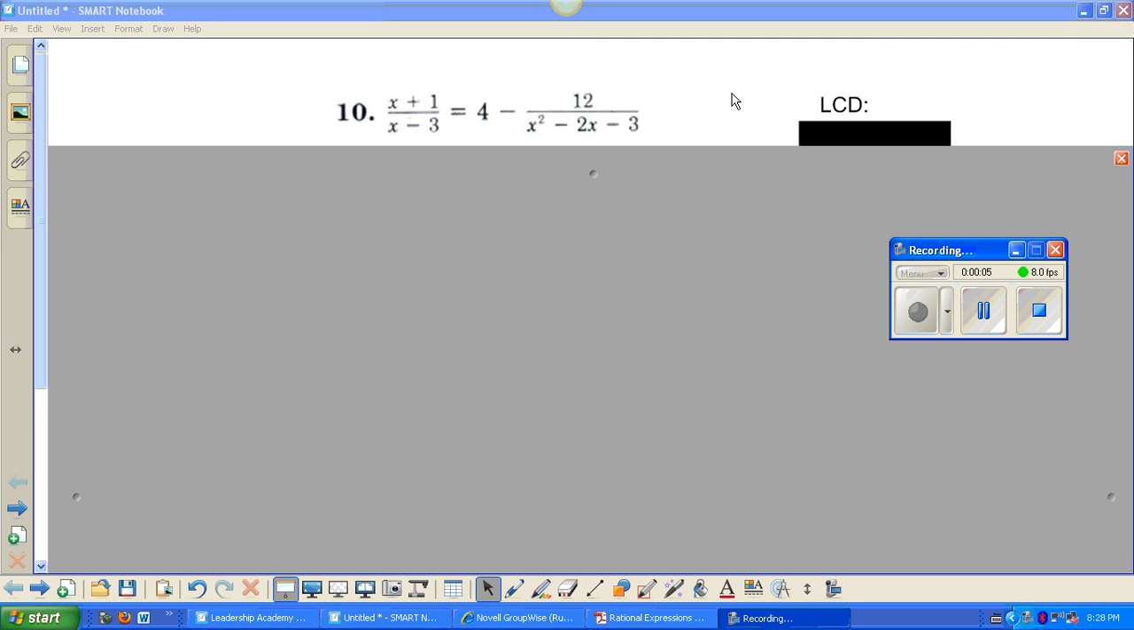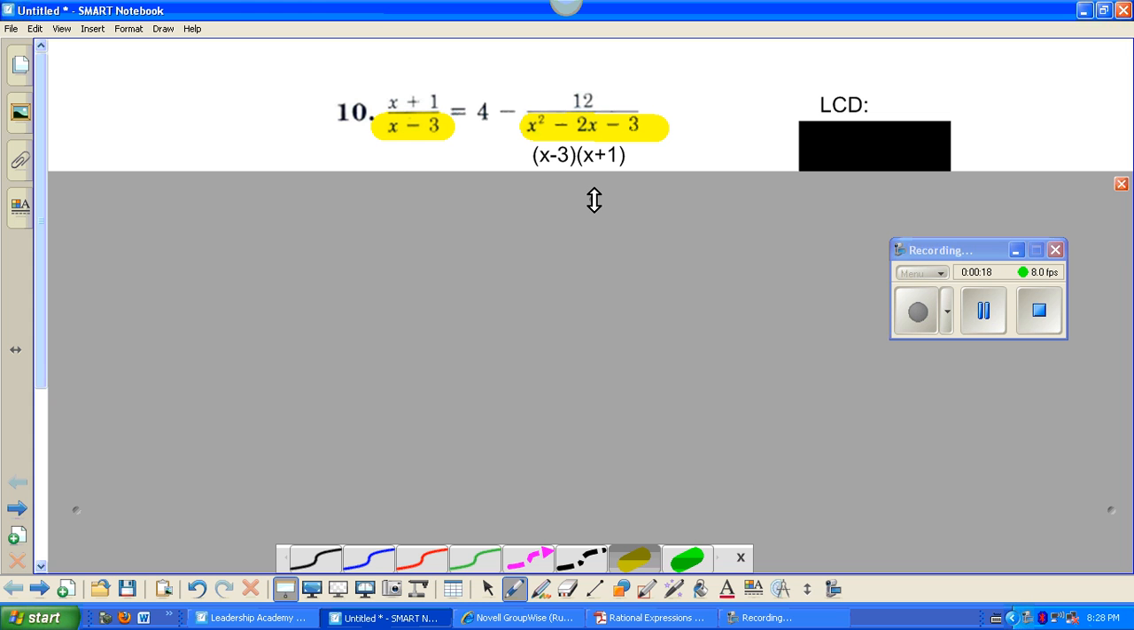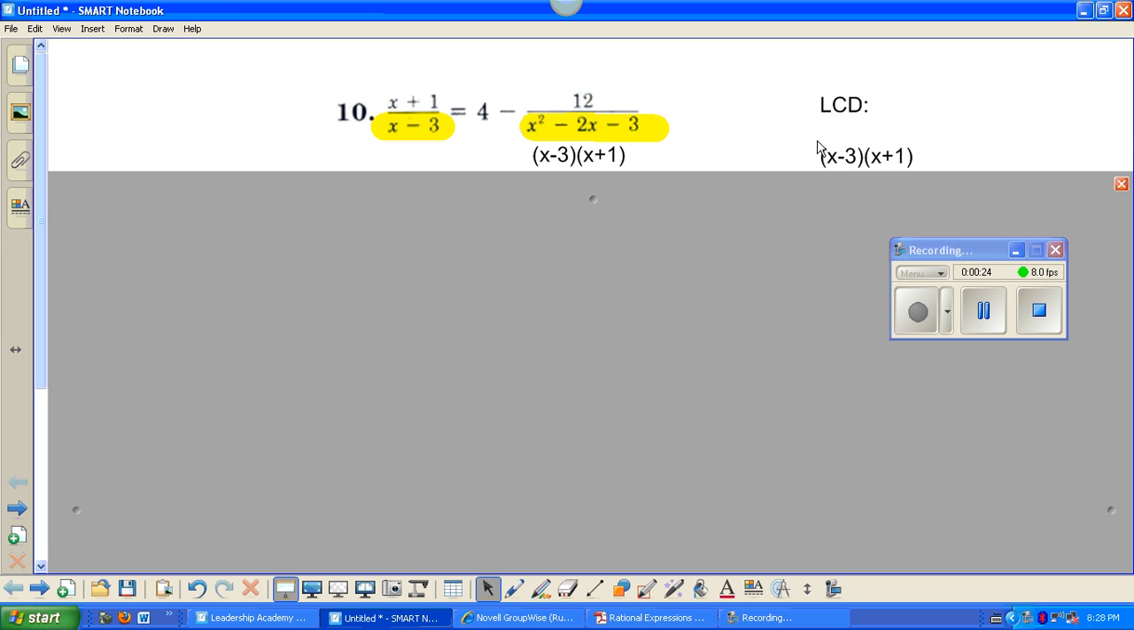On problem 10, if you look at x minus 3 over here, there's your denominator. 4 does not have a denominator because it's over 1. And when you look at x squared minus 2x minus 3, that factors into x minus 3 times x plus 1. So that means your common denominator that I'm going to multiply both sides by is x minus 3 times x plus 1. Remember, this is an equation.